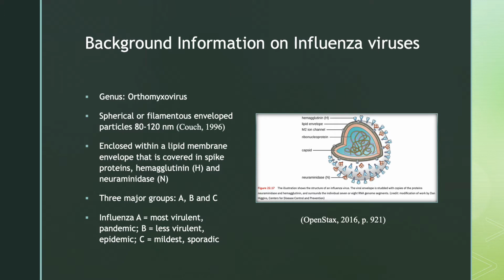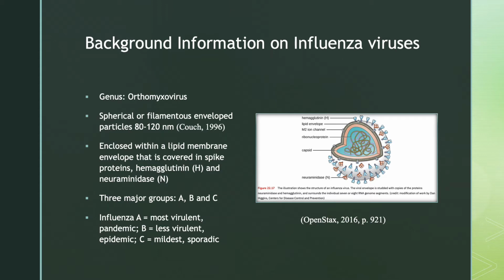Influenza viruses are spherical or filamentous enveloped particles 80 to 120 nanometers in diameter. The RNA genome of this type of virus presents as 7 to 8 segments. Each segment is coated with ribonucleoprotein and encodes one or two specified viral proteins. The influenza virus is enclosed within a lipid membrane envelope that is covered in spike proteins, hemagglutinin and neuraminidase. These spike proteins are significant contributors to the viral infectious cycle.